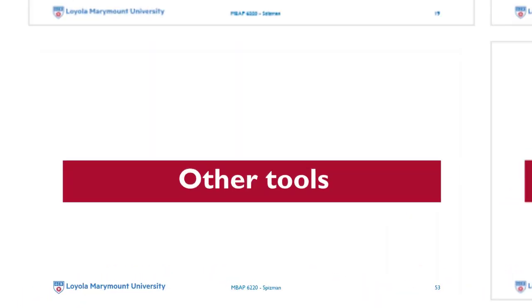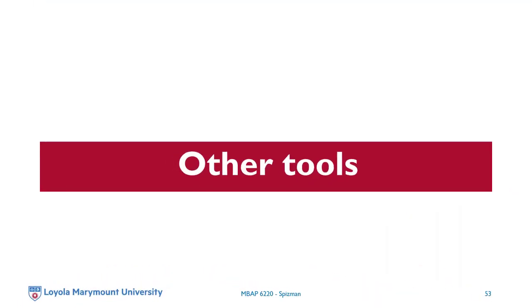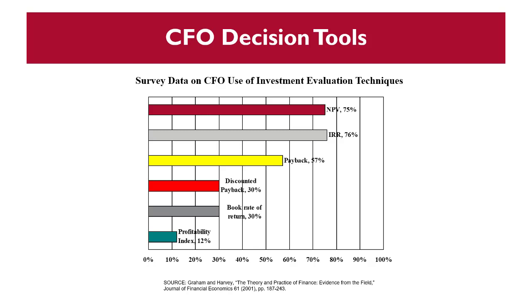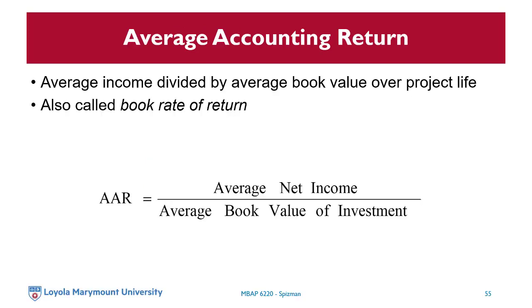So our last section, I want to go through a couple other tools very quickly. We saw these, we've already looked at NPV, IRR, payback, discounted payback. We have not yet looked at book rate of return and the profitability index. So, when we talk about book rate of return, it's also known as average accounting return.